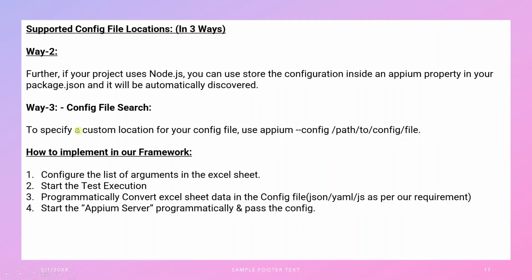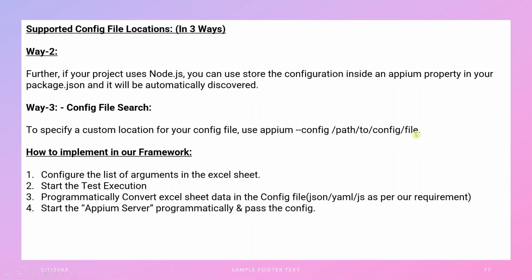And the third way is the configure file search. Suppose I don't want to follow way 1 and way 2, I can do it in another way. I am saving the config file in a particular location, and when I am running the Appium server, I am specifying the path. How can we do it? I have to use a command: appium --config and the path to the config file.